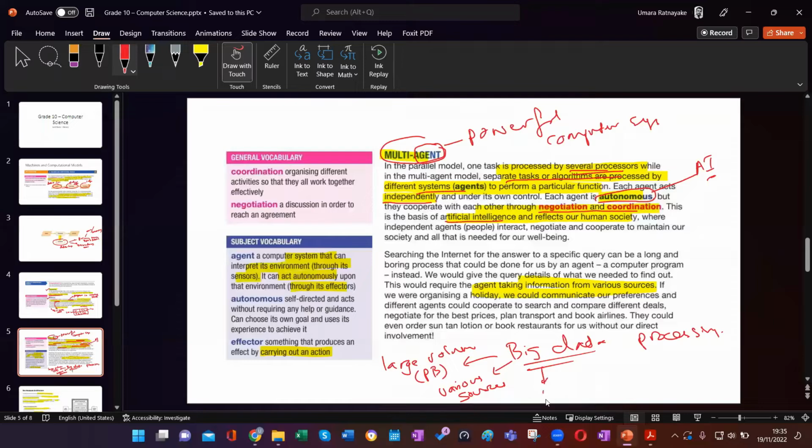And then it uses artificial intelligence, and it is used to predict a future outcome. So this kind of processing has to be done in a multi-agent system. Okay, understand?